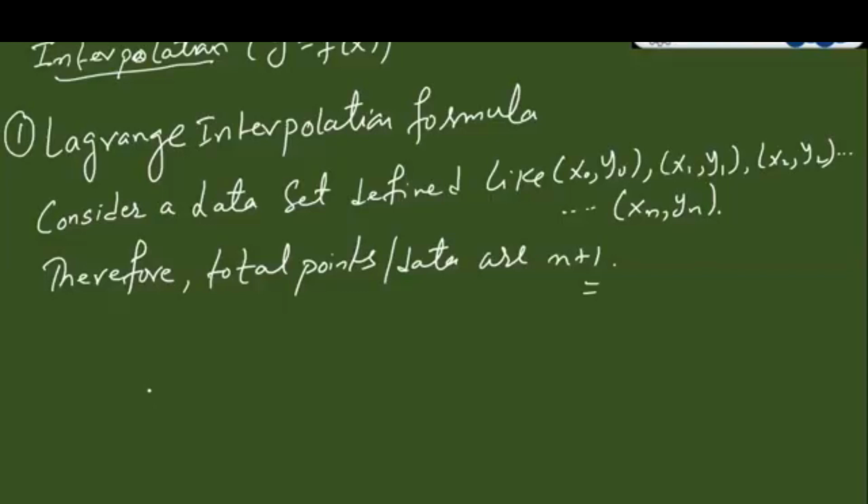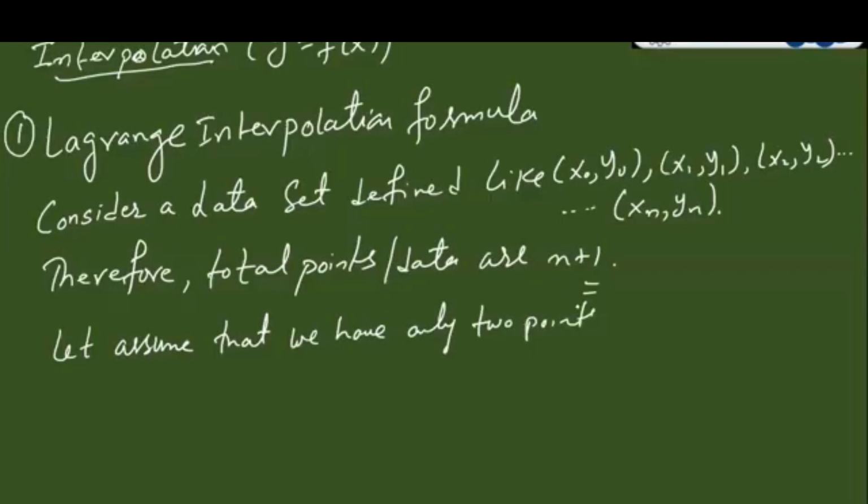For example, let's assume that we have only 2 points. So far we have n plus 1 in general, but for the time being assume we have 2 points. So how does the data look? x naught, y naught, and x1, y1. That's it. These two data points, and we want to fit a polynomial on this data set so that we can find any value in between these two points.